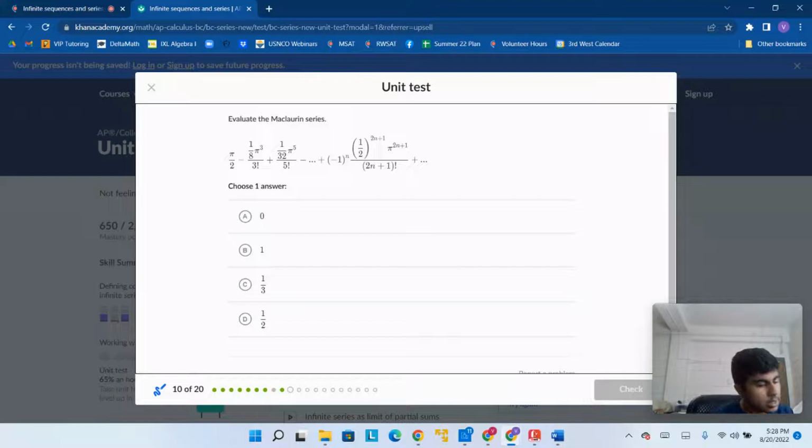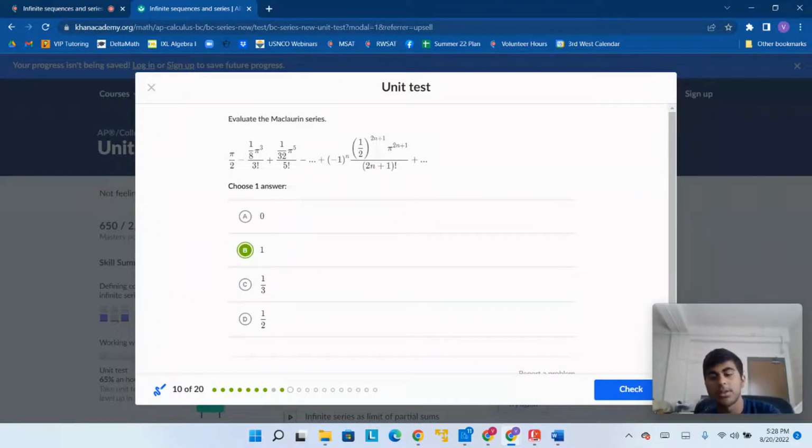It means that instead of putting pi over 2, we can put an x in there. Essentially we're just saying sine of pi over 2. Why are we saying that? Because the Maclaurin series for sine of x is x minus x cubed over 3 factorial plus x to the fifth over 5 factorial, and so on. Instead of x, we're putting pi over 2. So instead of sine of x, we're saying sine of pi over 2, which is 1. So our answer is just 1. That's all there is to it.